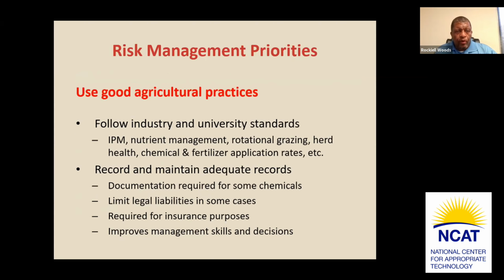Use good agriculture practices. Follow industry or university standards: IPM, nutrient management, rotational grazing, herd health, chemical and fertilizer application rates, etc. Record and maintain adequate records. Documentation is required, whether it be for chemicals, to limit legal liabilities in some cases, and for insurance purposes, and it improves management skills and decisions.